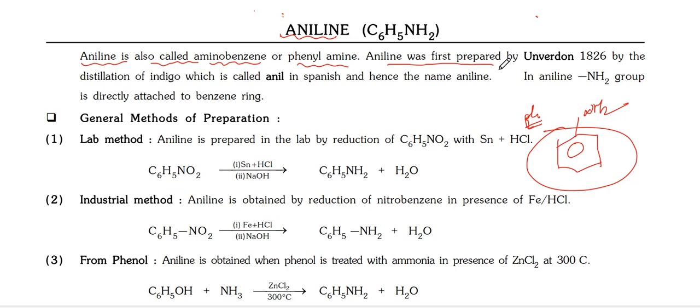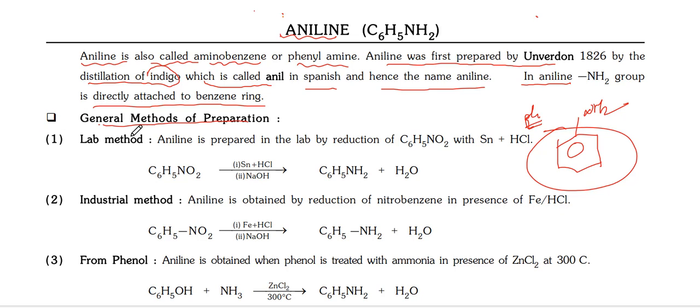Aniline was first prepared by Unverdorben in 1826 by the distillation of indigo. Indigo is the color of plants, which is called anil in Spanish, and hence the name aniline. So it is derived from indigo plants. In aniline, the NH2 group is directly attached to the benzene ring, of course.